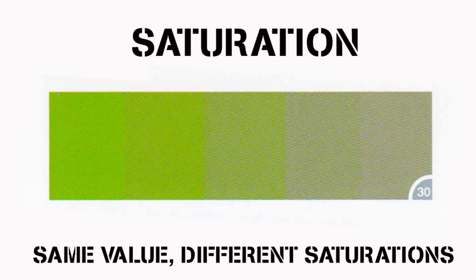And then we have the saturation. This characterizes how intense the color is. The figure shows the potential range of saturation on a mid-green hue. Note that the value is always the same from left to right, only the saturation changes.